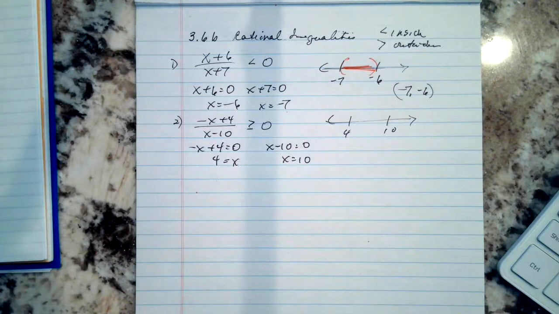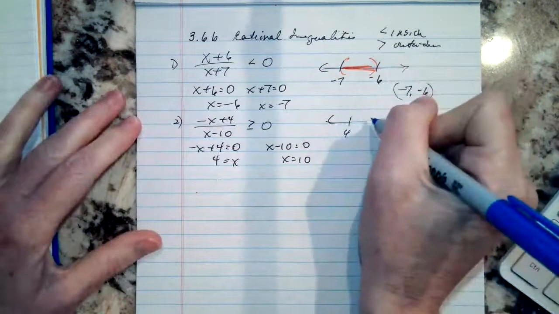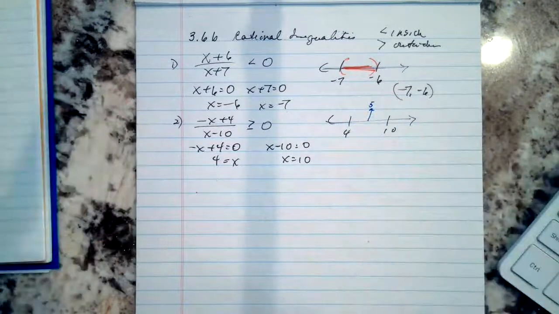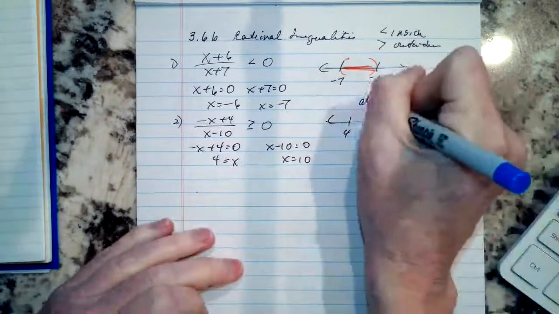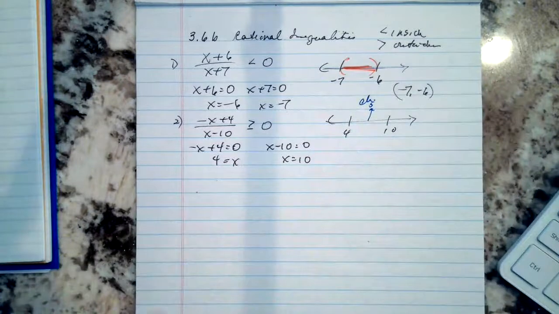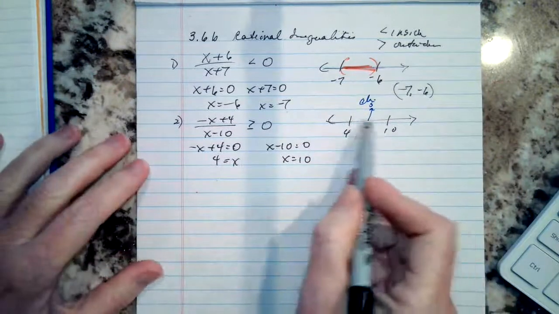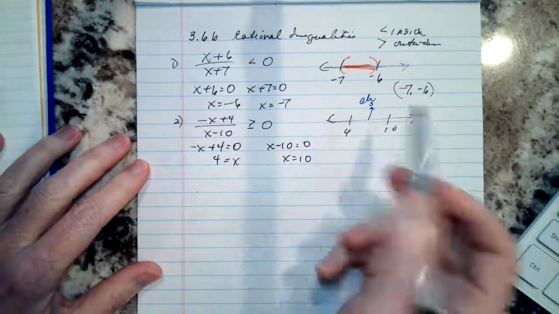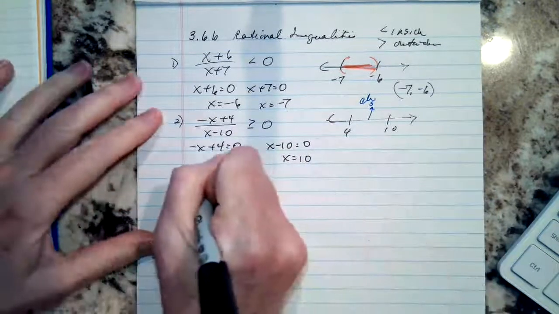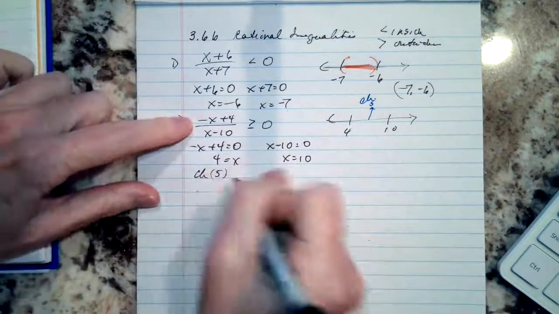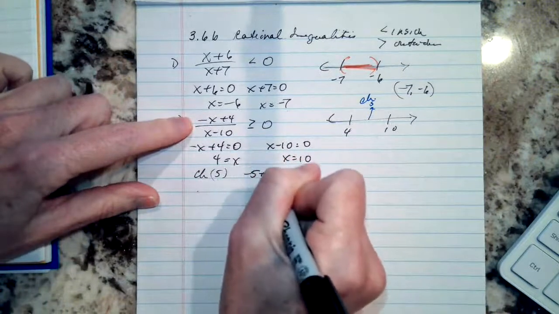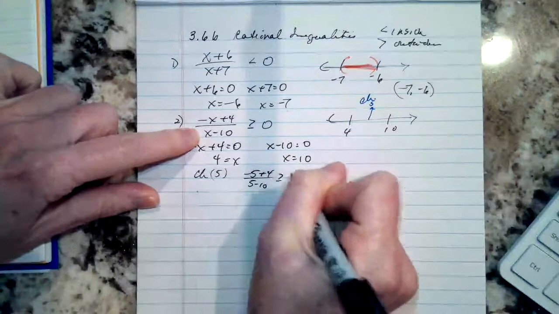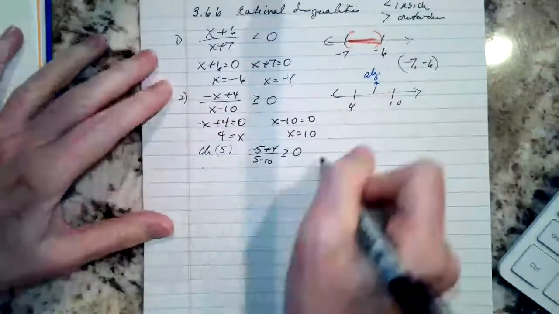So I think I'm just going to grab the number 5. 5 sits in there. That's going to be my check. I'm going to check 5. You can pick any number you want. It doesn't have to be from this segment. It can be from anywhere. You could pick 0 if you want to. I just decided on 5. So my check of 5 is -5 plus 4 over 5 minus 10. It's got to be greater than or equal to 0.